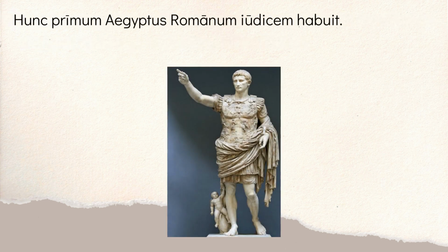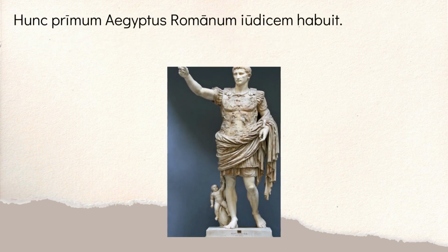Then you have this, right? Hunc primum. So this was the first time, you might say, hunc primum. This was the first time that Egypt, Aegyptus, had a judicem Romanum, a Roman judge or governor, right? It means judge. I think it is probably best suited more like governor here, right? So this was the first time that Egypt was under Roman rule.